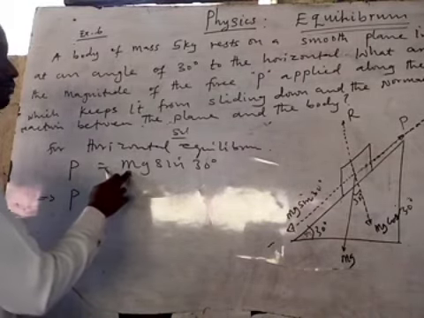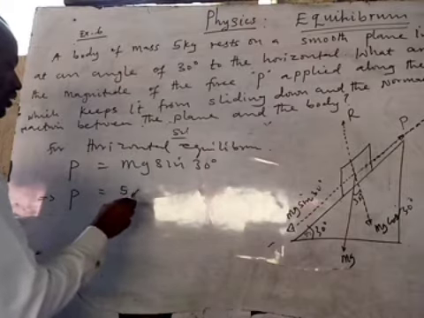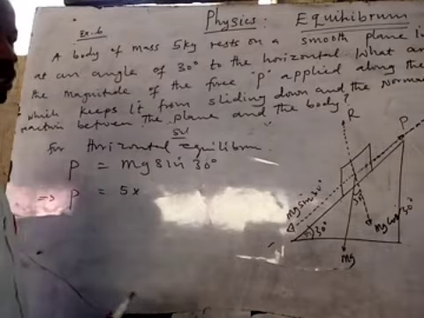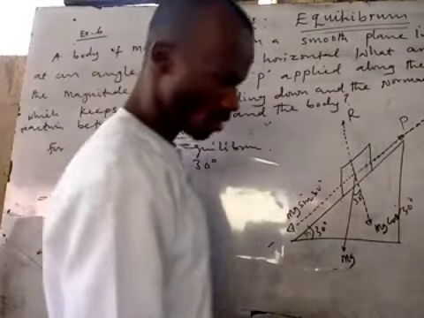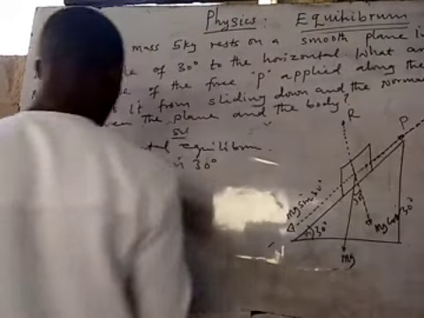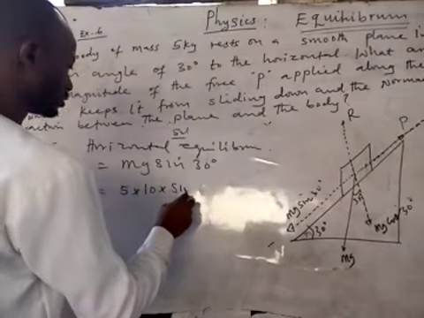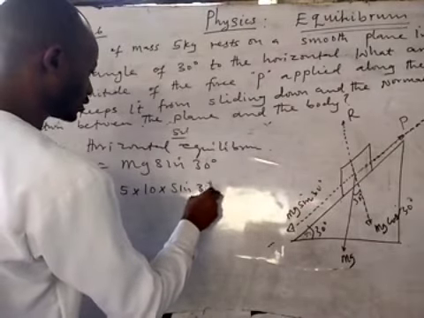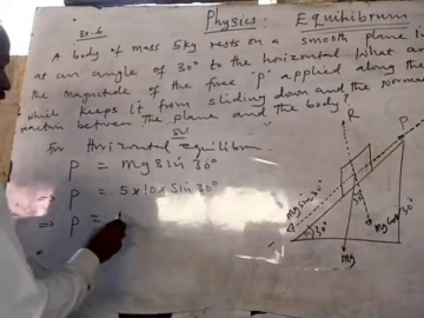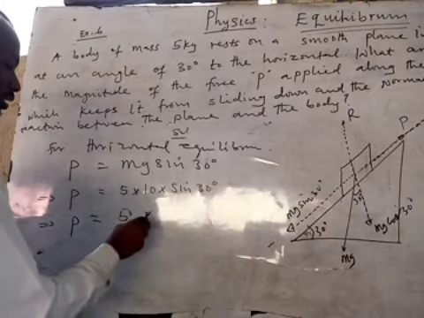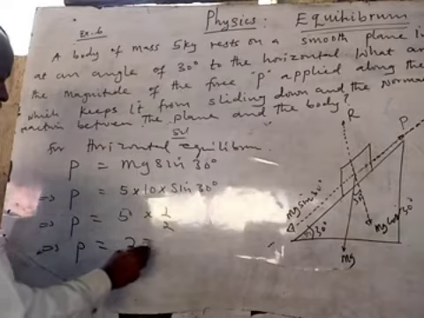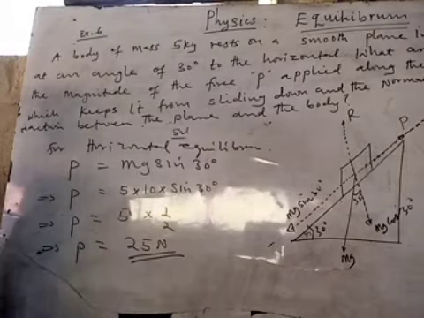our M is given. What is the mass? M means the mass, which is 5 times the value of G, gravitational acceleration. When you are solving questions in physics and the value of G is not given, we always advise to take G as 10. So we shall use G here as 10, times sine 30 degrees. And this now means that our P will be equal to 50 times sine 30, which gives us half. And therefore, P should simply be equal to 25 newtons. That is the value of P.